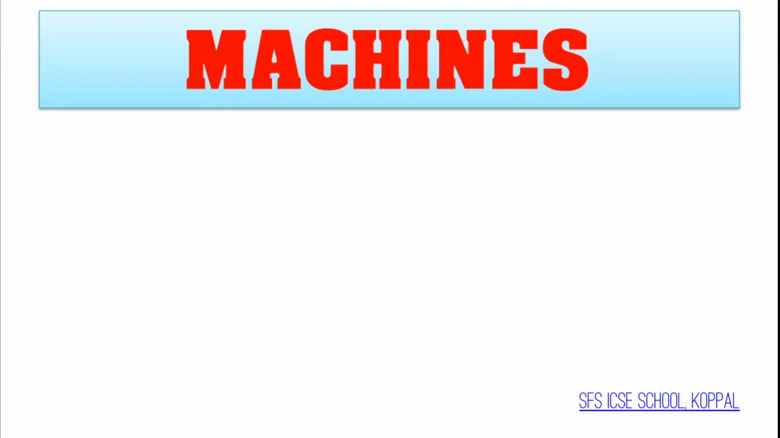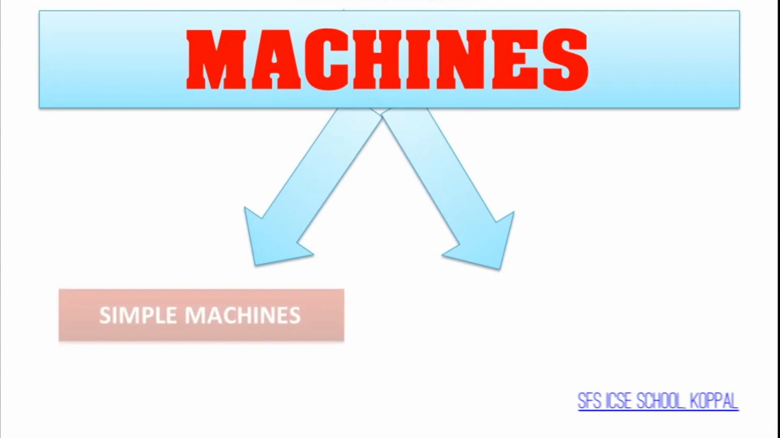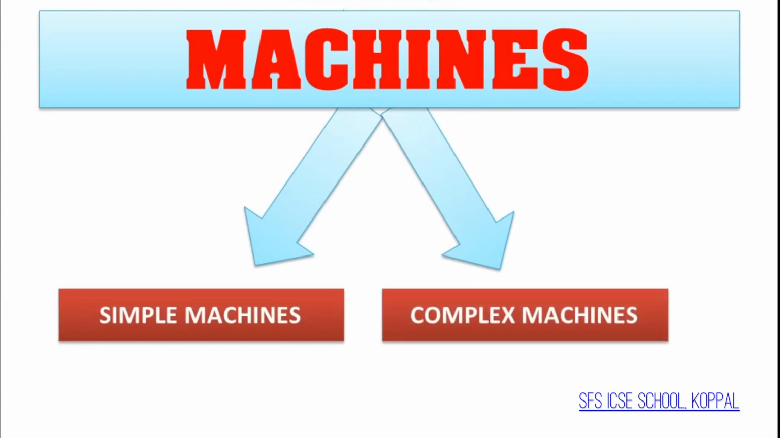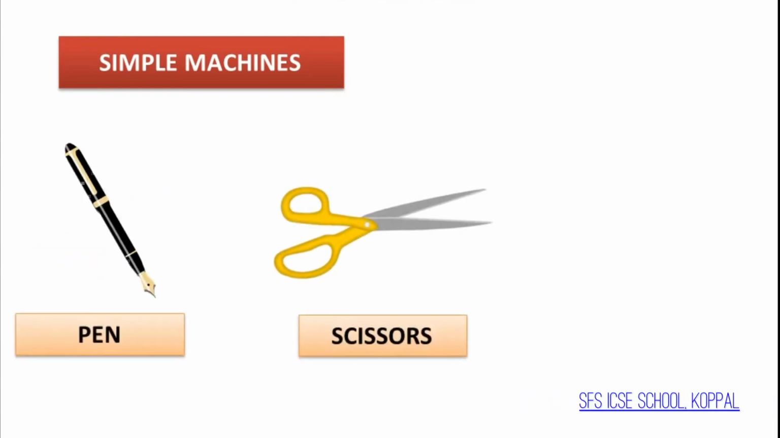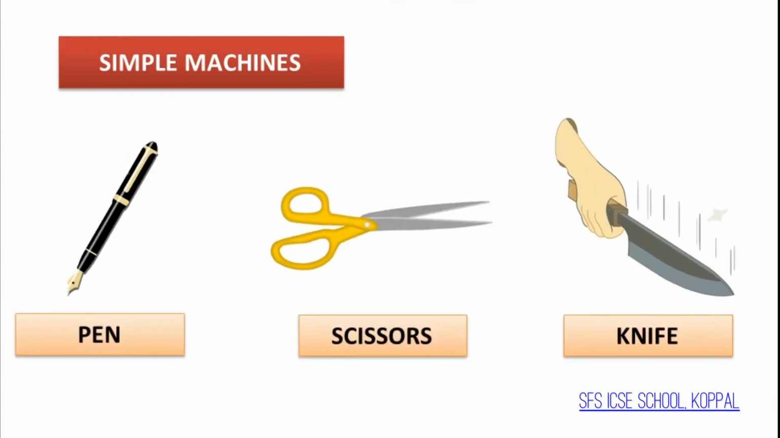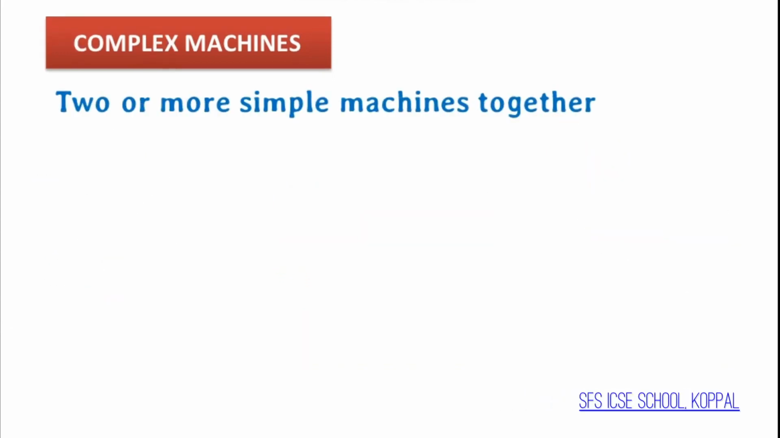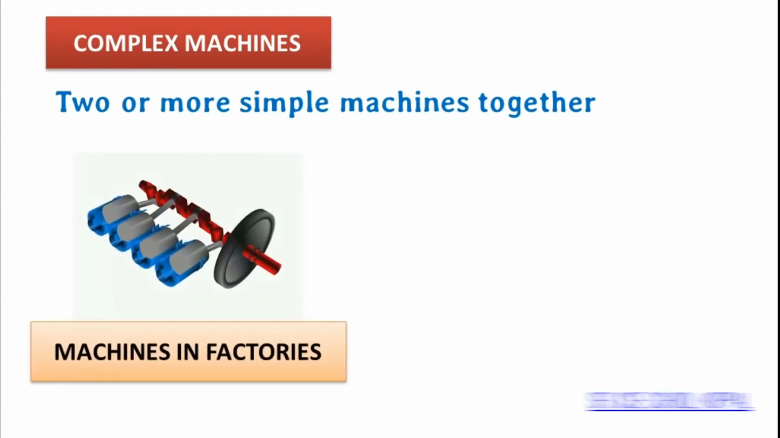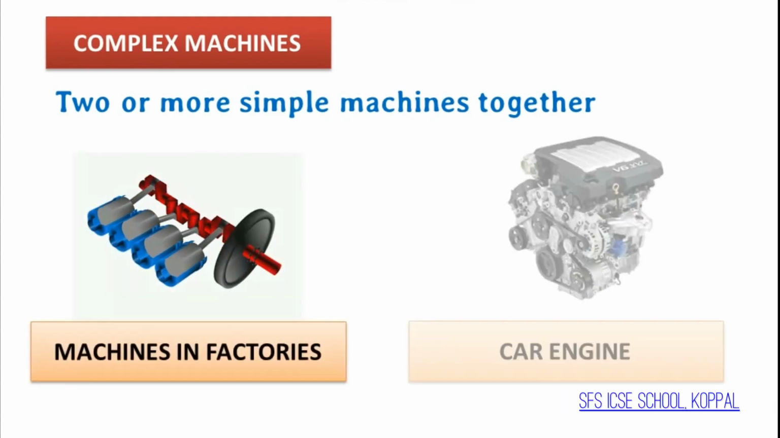We can classify machines into two categories. Number 1, simple machines, and number 2, complex machines. Simple machines are those machines which we use daily, like pen, scissors, knife, etc. Complex machines are the combination of many simple machines. For example, machines in factories, car engines, etc.